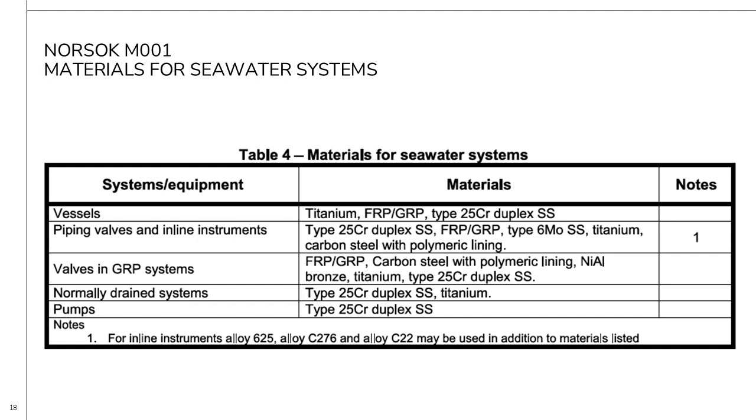FRP/GRP and lined carbon steel are cost-effective alternatives but demand strict QA on lining integrity and flange details. In GRP systems, compatible options include FRP/GRP, NiAl bronze, titanium, duplex, and lined carbon steel; watch galvanic couples. For inline instruments, we may use alloy 625, C276, or C22 to address crevice-prone small passages. Next steps: confirm environmental envelope per subsystem, finalize welding/inspection clauses, and standardize instrument metallurgies.